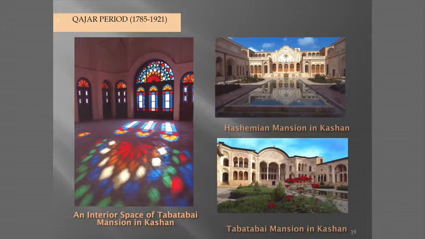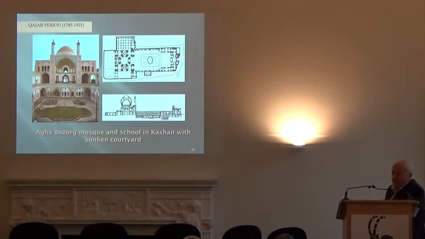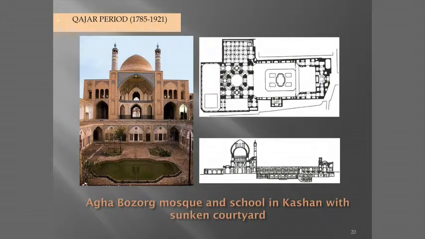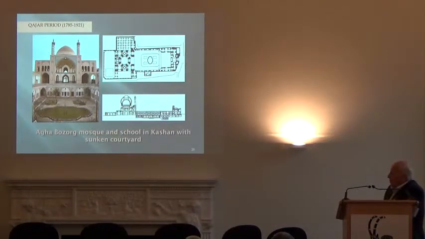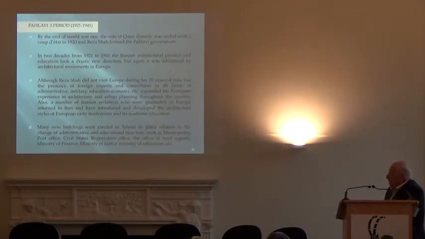And this one is especially very interesting. If you want a real example of zero energy, you should go to this sunken courtyard, and the offices there are cool in the summer and warm in the winter. So a really good example of zero energy, while it is also very well designed and proportionate. And I encourage you, if you go to Iran, try to visit this building. It's called Agha Bozorgi, Mosque and School.